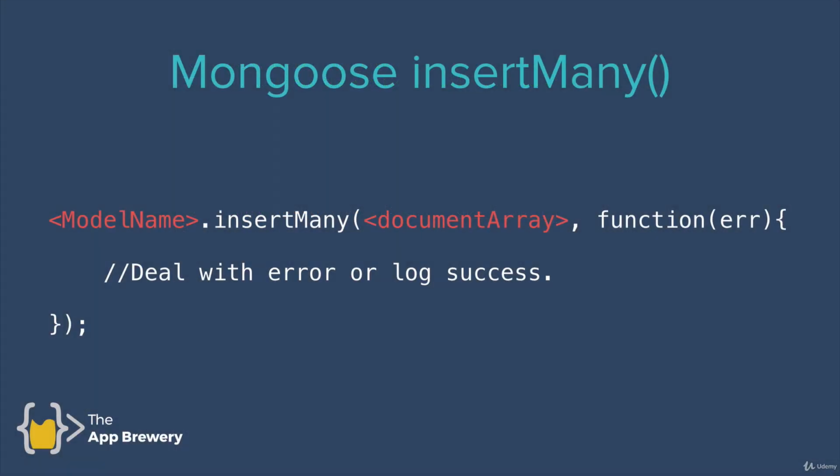Again, just as a quick reminder of how the syntax for insert many looks like, you can see it looks something kind of like this. We provide the model name, which refers to the collection that we want to insert our data into, and then we provide the actual array of documents that we want to insert, and finally we get a callback, which may or may not contain an error, depending on how the process went.